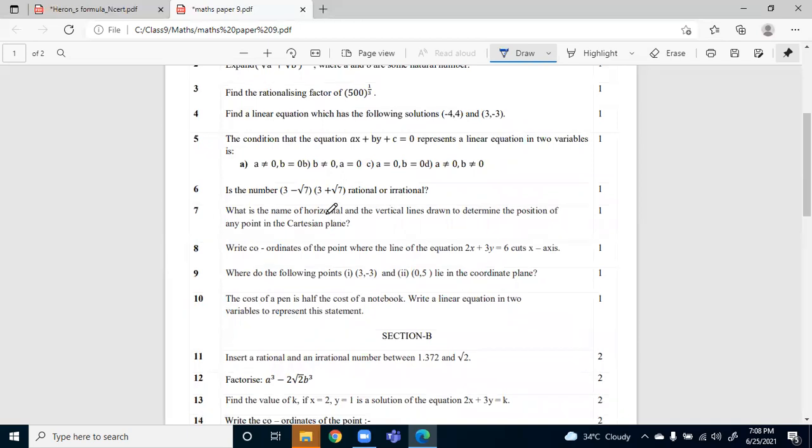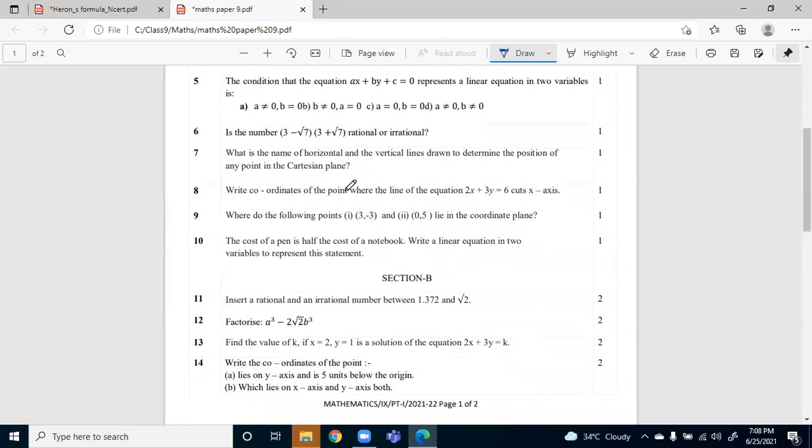It's in the name also, ma'am, like axis, ordinate. X-axis and y-axis. Okay, write the coordinates of the point where the line cuts the x-axis. So it has to cut the x-axis, which means y is equal to 0. Whenever a line has to cut the x-axis, what you need to do? You have to substitute y is equal to 0.